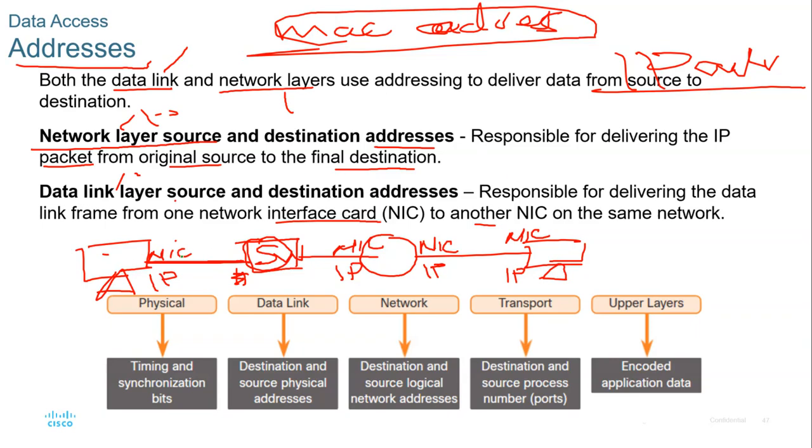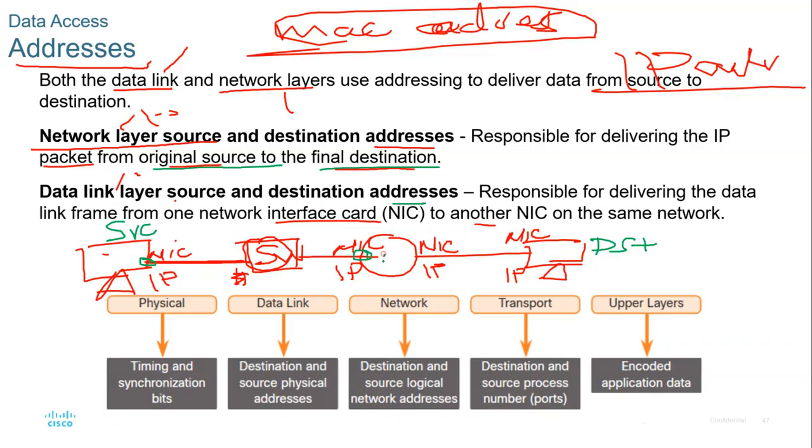For the IP address, assume that this is the source and this is the destination. The IP addresses are not going to change. That's the reason why they are responsible for delivering the IP packet from the original source to the final destination. So they remain the same. But with the data link layer source and destination addresses, the frame is going to be moved from this network interface to the next network interface, which is this.